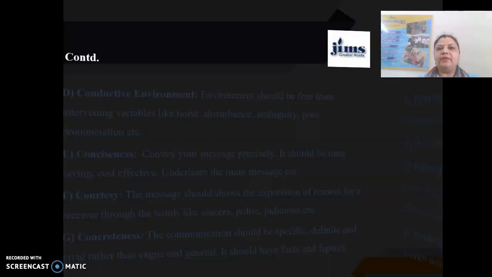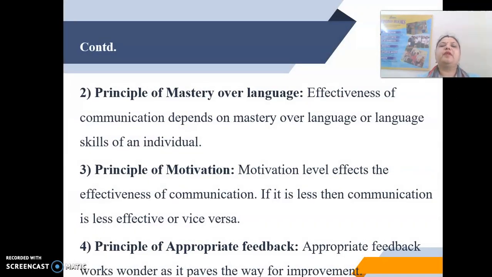Our second principle is principle of mastery over language. Effectiveness of communication depends on mastery over language or language skills of an individual. The language used by sender should be easy and appropriate so that receiver may understand it well.